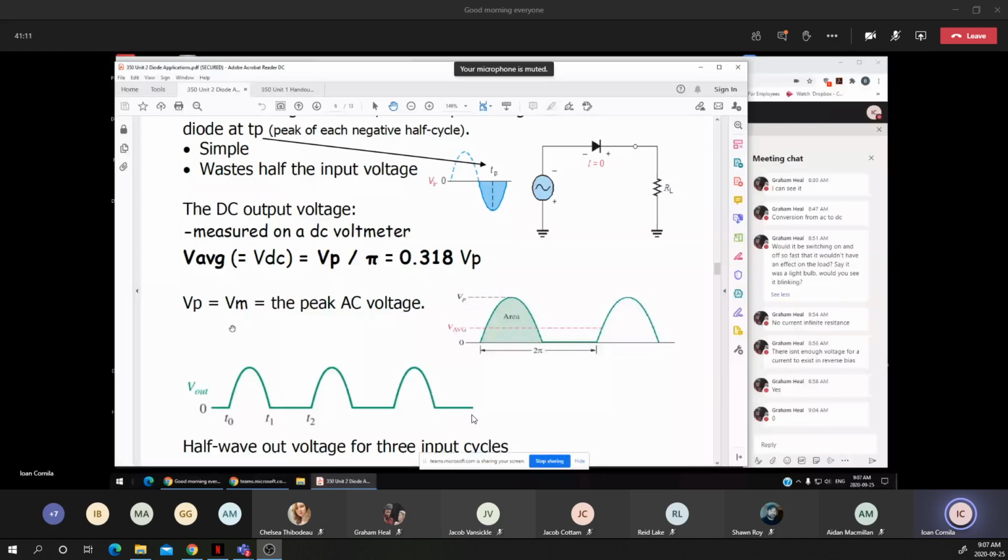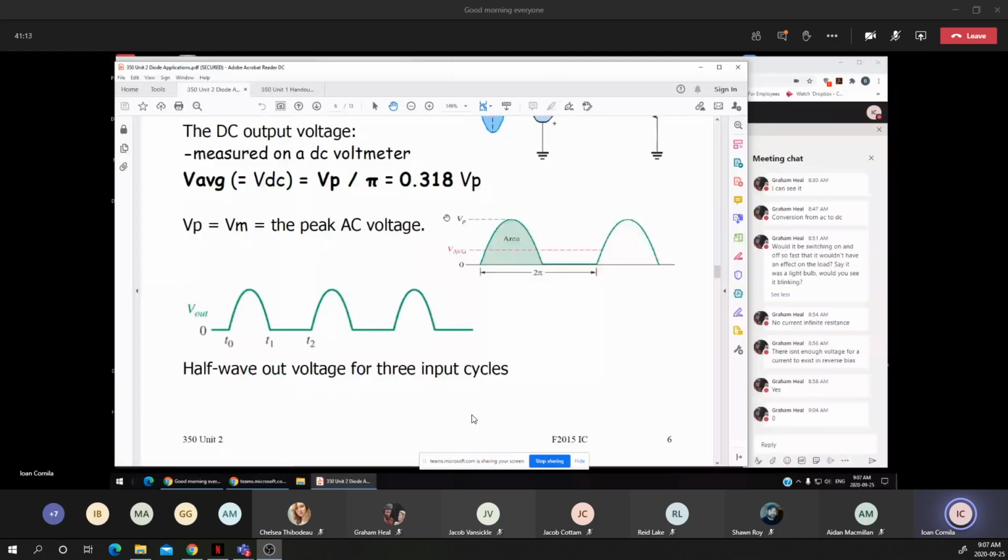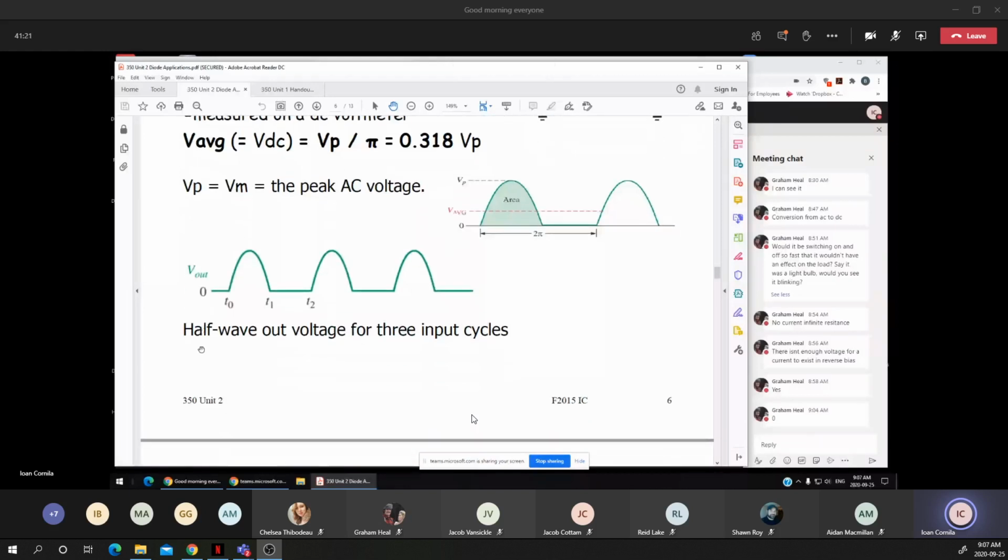The VP or the VM as the maximum or the peak voltage.